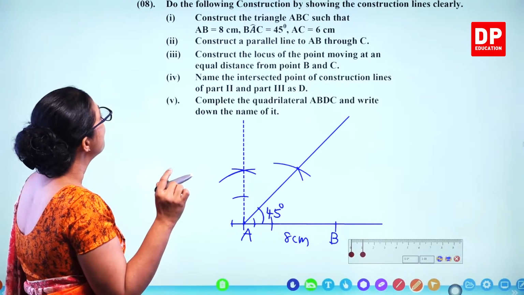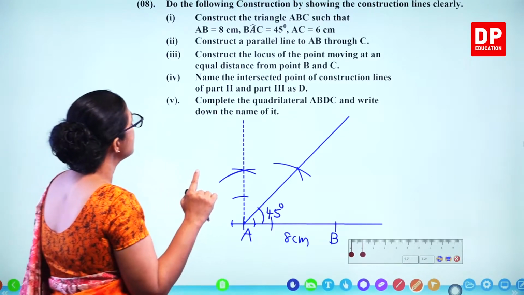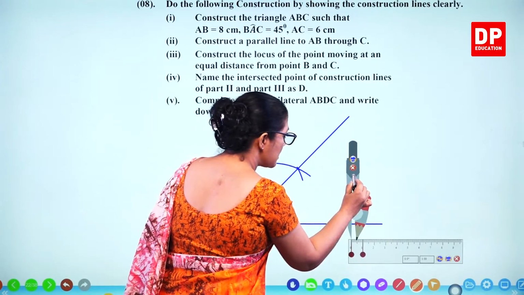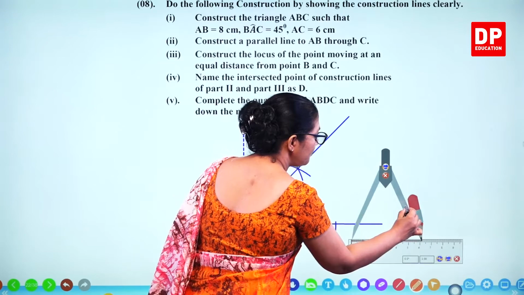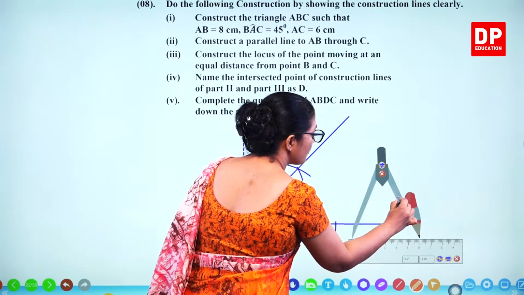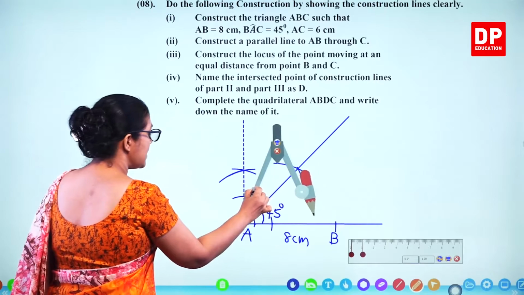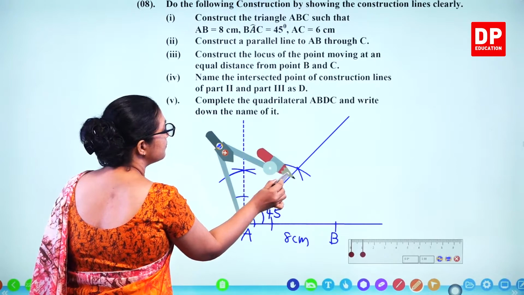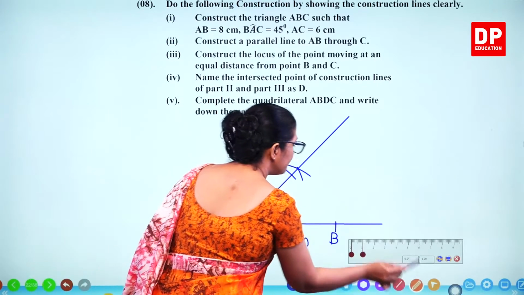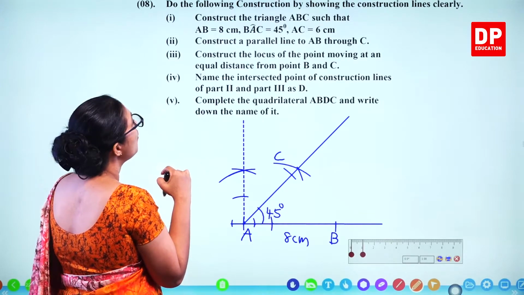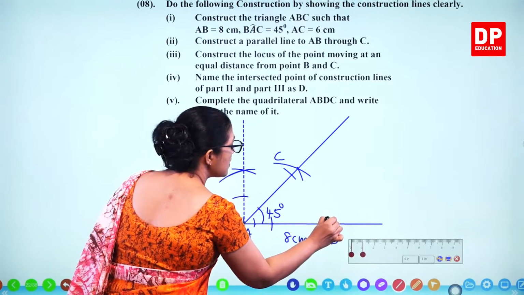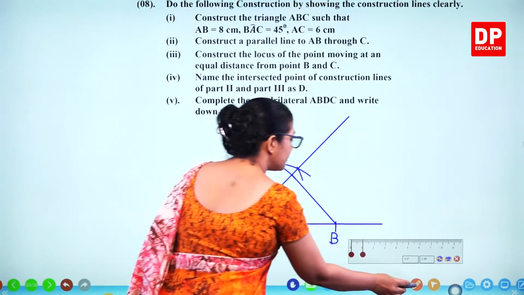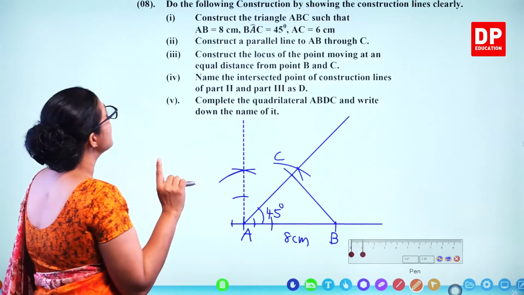Then AC is 6 centimeters. So you have to take the compass and measure a 6 centimeter length. That's AC. So you keep it on top of A and mark the point C. So this is C. Now you can connect B and C and complete the triangle. That's ABC.